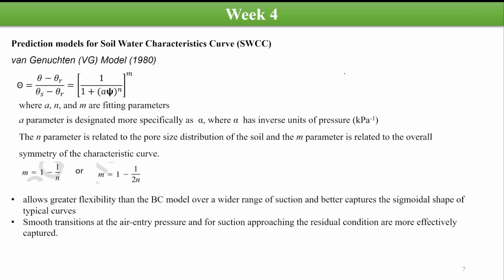So, in the theoretical class, we have studied the prediction models for soil water characteristic curves, SWCC. One of the models is the Van Genuchten model, and this was published in 1980. According to this model, the normalized water content theta is equal to 1 upon (1 plus alpha times the matric suction value to the power n) to the whole power m, and m can be 1 minus 1 upon n or 1 minus 1 upon 2m. Okay, we have already solved this in RETC software.